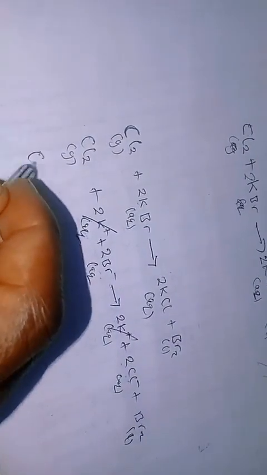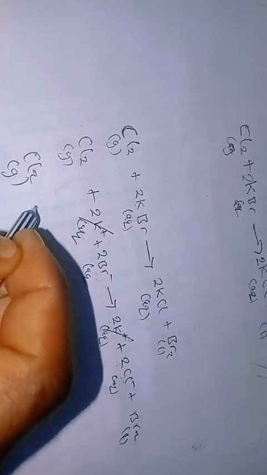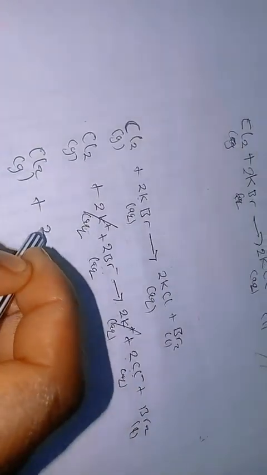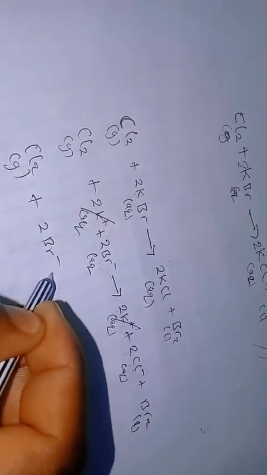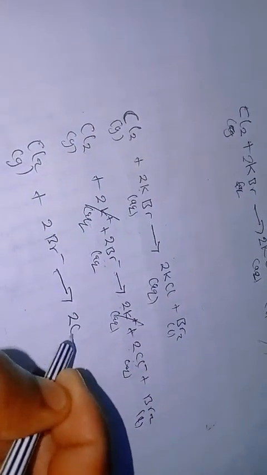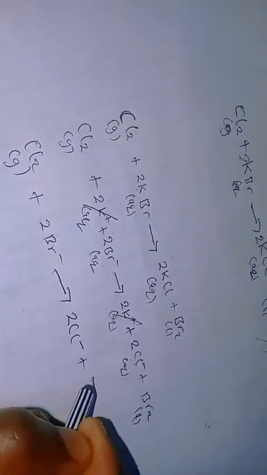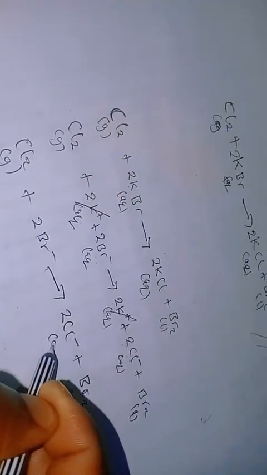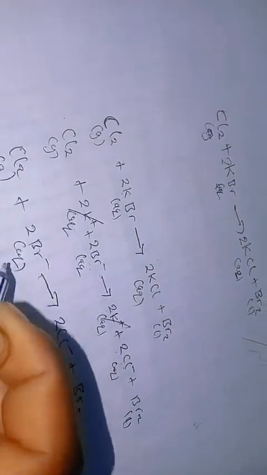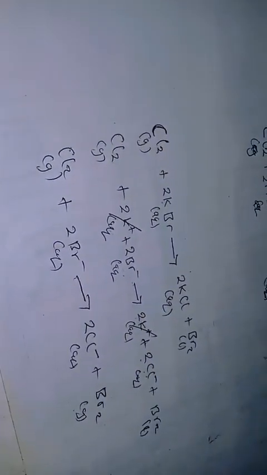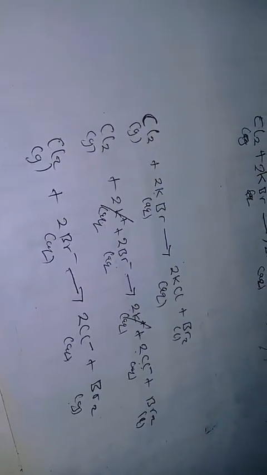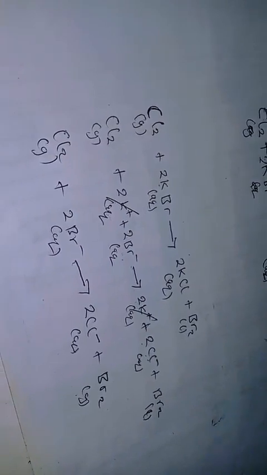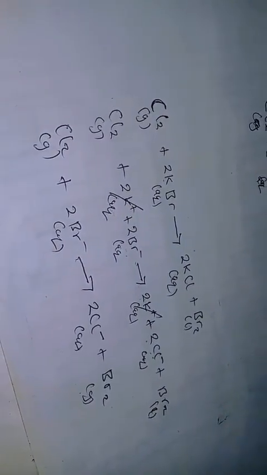So we write it like this: Cl2 gas plus then 2 Br negative, which is equal to 2 Cl negative plus Br2, which is gas. This is aqueous, this is aqueous. So that is our final ionic equation. So we end there. Thank you.